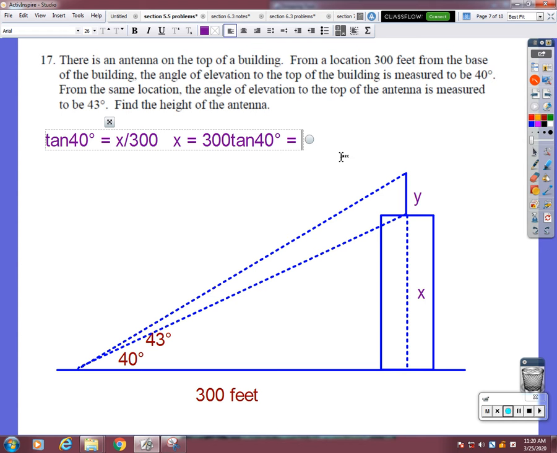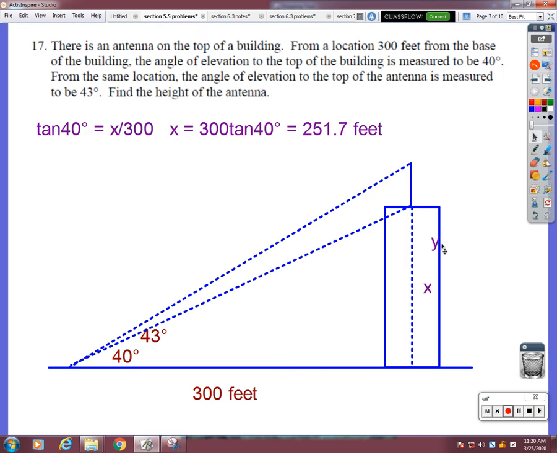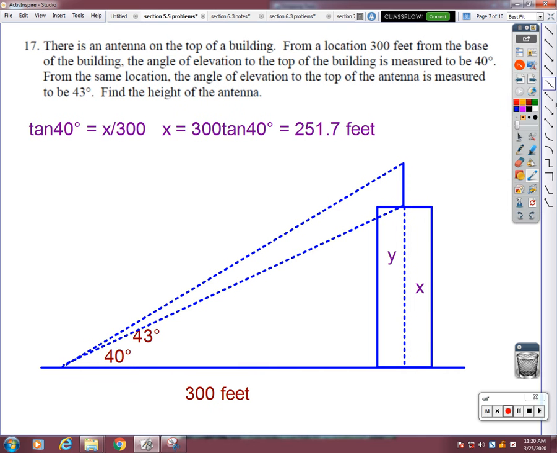So the height of the building works out to be 251.7 feet. Okay, now I'm going to find this total height, so I guess I shouldn't have labeled that y right there. What y is going to be is this whole thing. Really, we're going all the way up and all the way down.